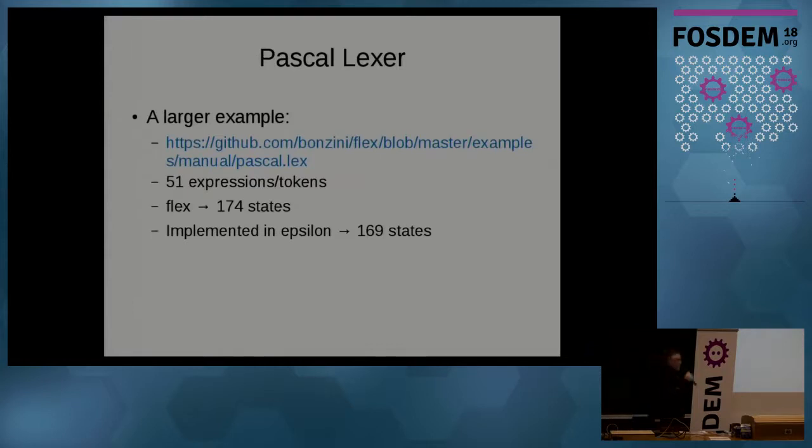A slightly larger example: I took a Pascal lexer from the internet and ran it through Flex, and it came up with 174 states. And my tool, which is called Epsilon, produced 169 states, so roughly the same. So it seems to work.